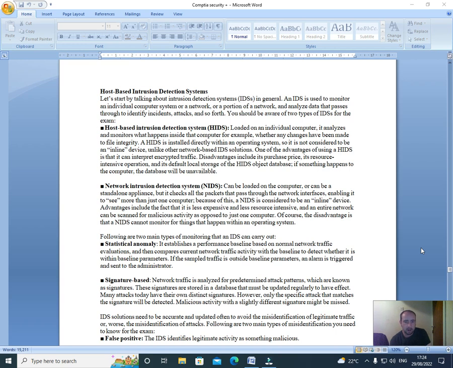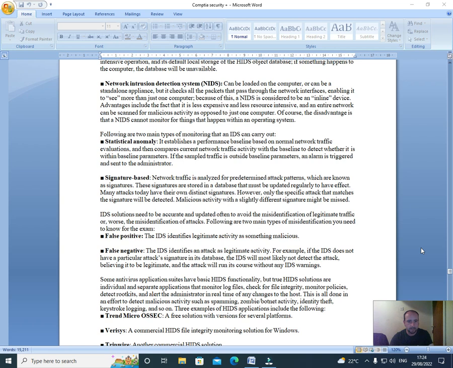Following are two main types of monitoring that an IDS can carry out. Statistical anomaly. It establishes a performance baseline based on normal network traffic evaluations and then compares current network traffic activity with the baseline to detect whether it is within baseline parameters. If the sampled traffic is outside baseline parameters, an alarm is triggered and sent to the administrator.